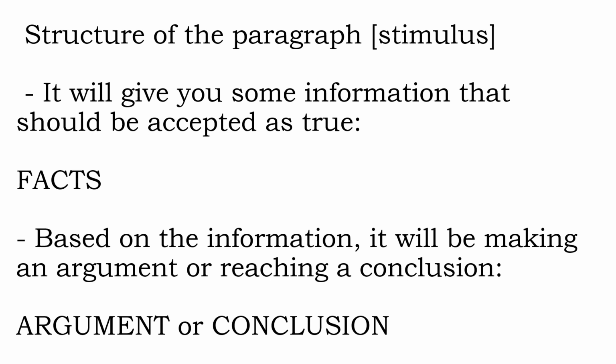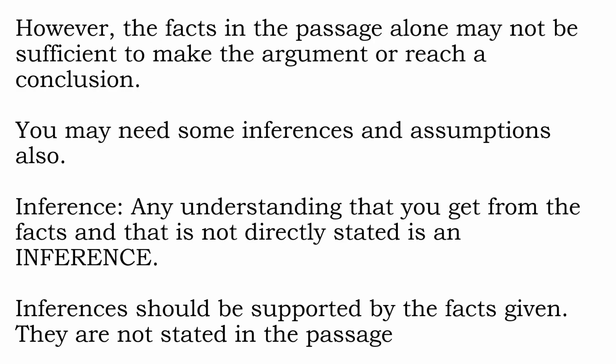Then based on the information, they will be making some argument or reaching a conclusion. So there will be some facts and there will be a conclusion or an argument. The information is called facts, and the argument or the conclusion is called argument or conclusion. Then the facts alone will not be sufficient to make the argument or the conclusion. So even though you are given certain facts and a conclusion also is given, the facts will not directly lead to the conclusion. So you need to make certain inferences and assumptions. So here we come across two very important aspects of critical reasoning.